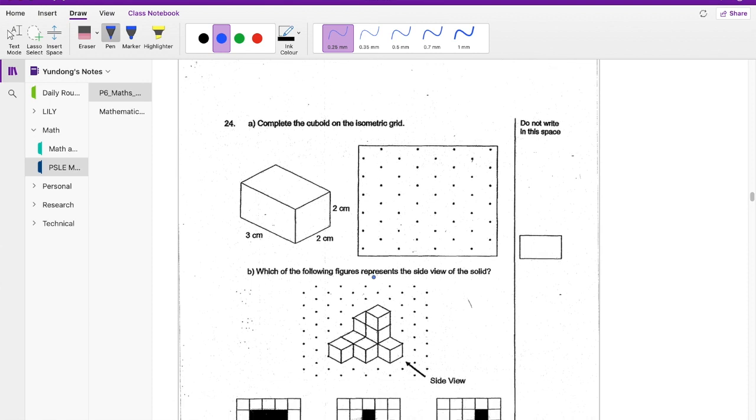(24) Complete the cuboid on the isometric grid. Okay, this one actually is simple. We just follow. So this one we see is 2 centimeters, right? See here, 1, 2. Copy here, 2. So this one is 3, right? This direction has 3. 1, 2, 3. Then for this one box, this one is parallel, right? Parallel here, 1, 2, 3. Here, 1, 2.